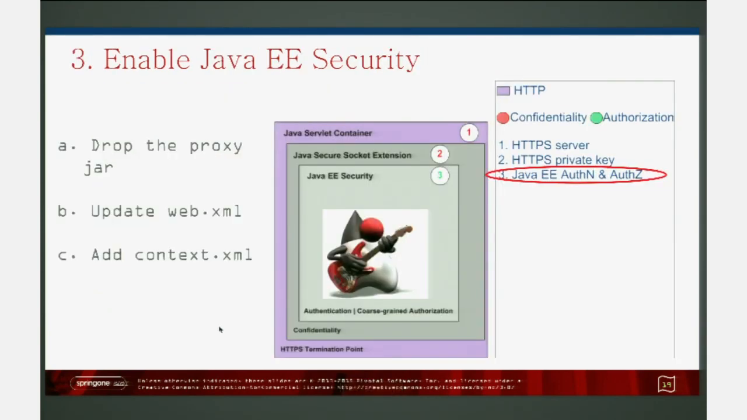Okay, so we've got HTTPS turned on. Now we want to do Java EE security. Again, this is where authentication and coarse-grained authorization controls are done. This is the deadbolt, okay?